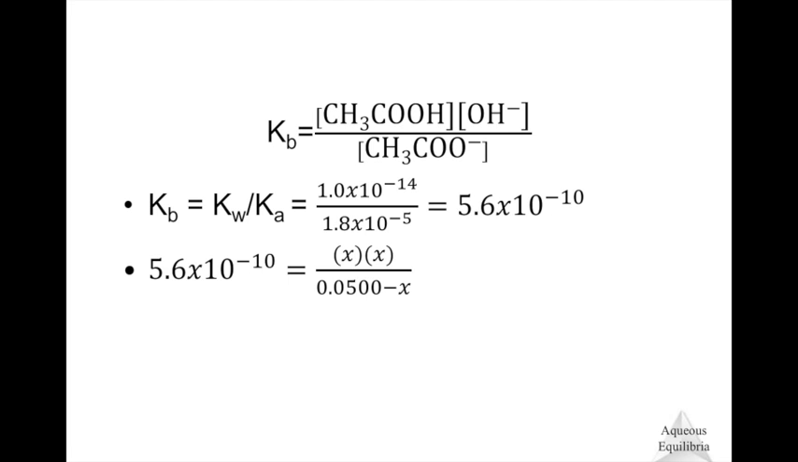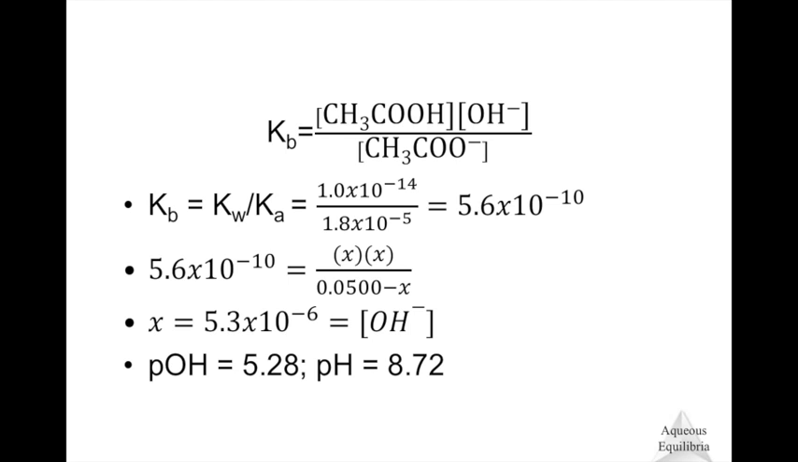Now we can plug in what we know and what we don't know. So here's our Kb. We don't know these concentrations. We do know our concentration of our acetate ion, and we know it's going to change by some amount. I just iced this sort of in my head, but same idea. This is going to change by some amount. Solve for x, and x is 5.3 times 10 to the minus 6, which is also equal to the concentration of your OH. So once you have the concentration of OH, it's very easy to get pOH. It's 5.28, and from there, 14 minus 5.28 is your pH, 8.72. It's a little bit more complicated.